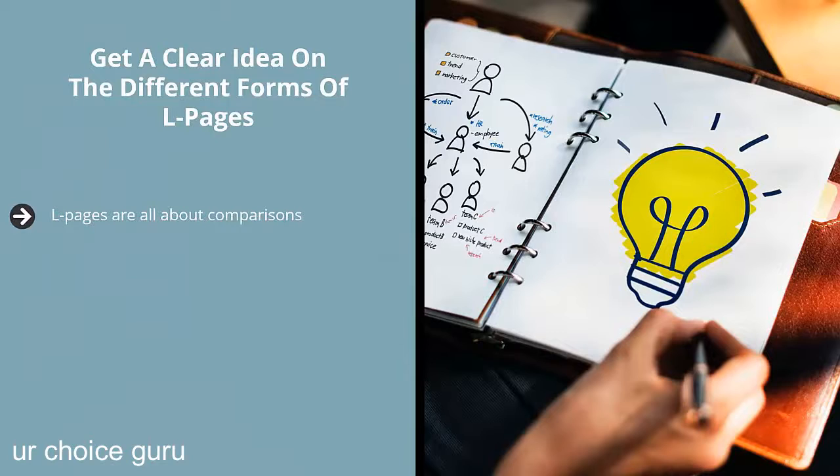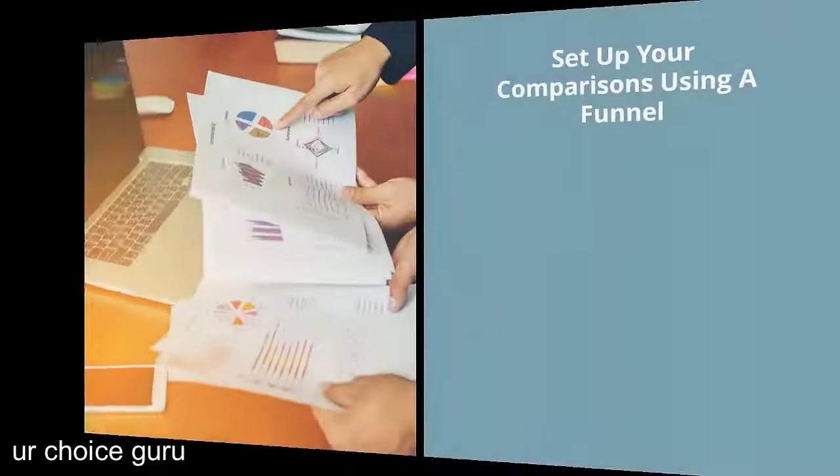L pages are all about comparisons. They're all about contrasting different options to highlight in the minds of prospective buyers why your particular option is superior to everybody else. The best way to do this is through some sort of comparison model. These take many different forms. These can be side-by-side product comparisons, categorical comparisons, categorical consumer guides regarding different broad types of products, brand-by-brand comparisons, and other types of comparisons that enable consumers to compare and contrast different options available to them.